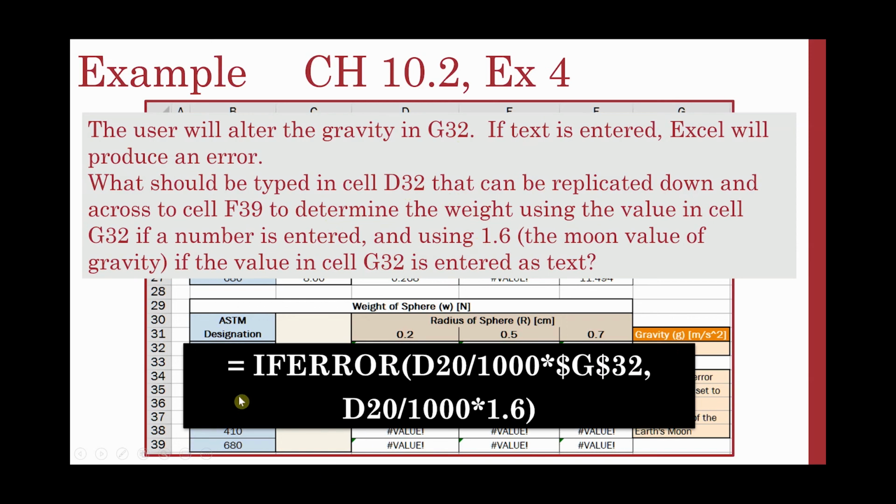So again, we're using our IFERROR function, and we're going to calculate the weight, which is our mass that we calculated in the previous table, divided by 1,000 to get into the right units, times G32. It's always times G32, so we're going to lock both the row and the column. And then we're going to do the calculation. If there's an error, it's still my mass divided by 1,000, then it's times 1.6. This 1.6 is a constant that we're using in the problem, so we're not referencing a cell.